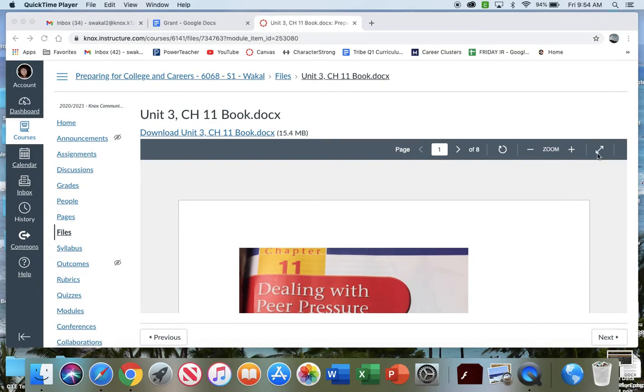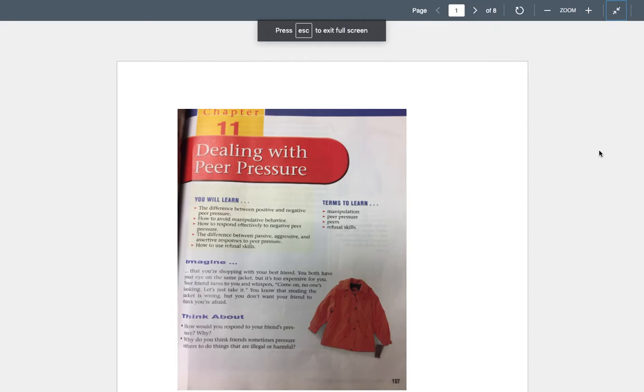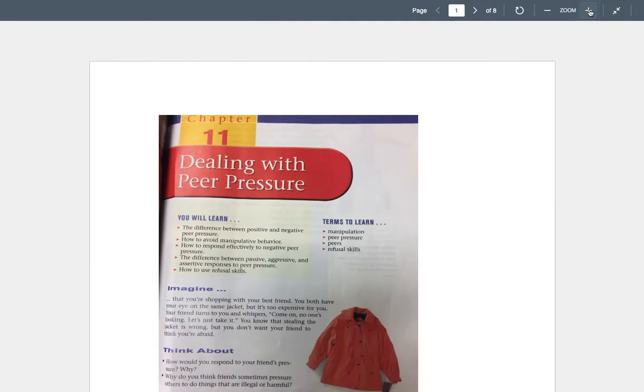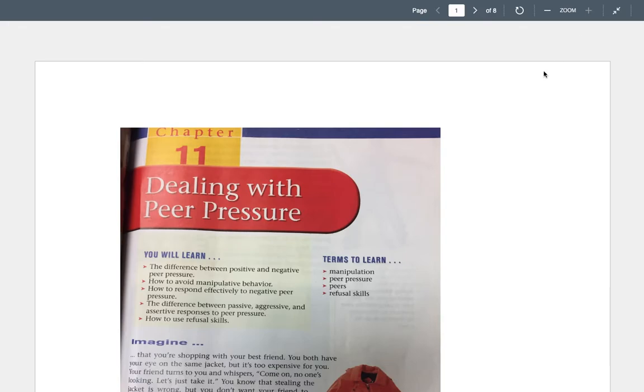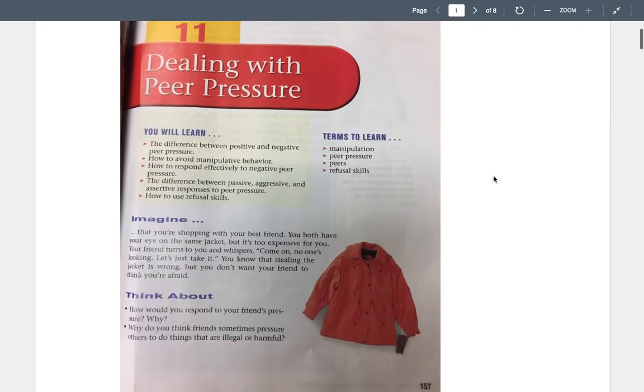Starting a new unit, and it's called Dealing with Peer Pressure. Pretty important heading into the teenage years where peer pressure is everywhere. But don't worry, there is also peer pressure that is positive. So it's not all negative peer pressure.